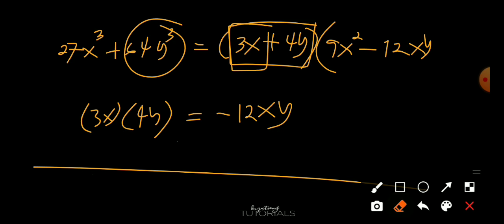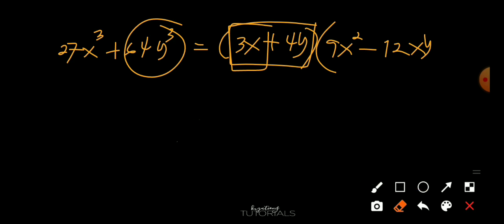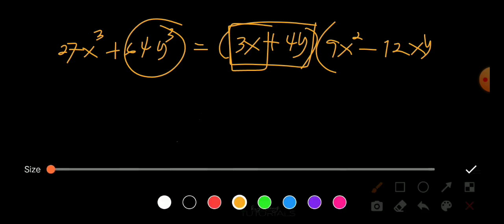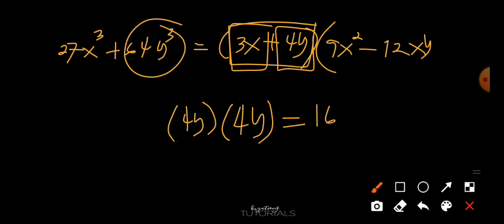Next, we square the second term, which is 4y. We multiply it by itself twice. This is 16y squared. So write it next to it: plus 16y squared.